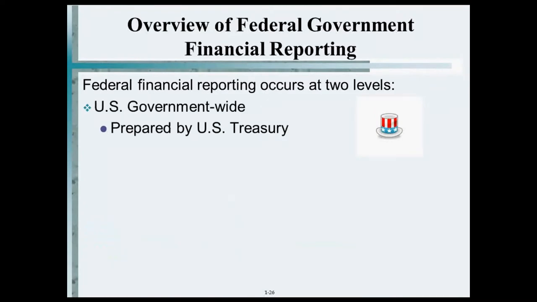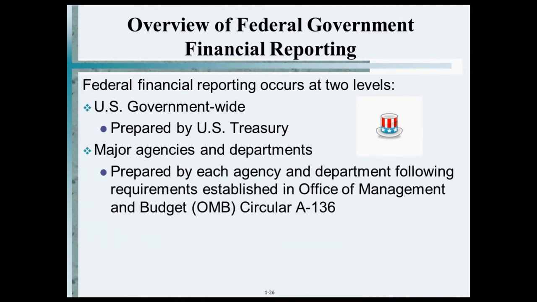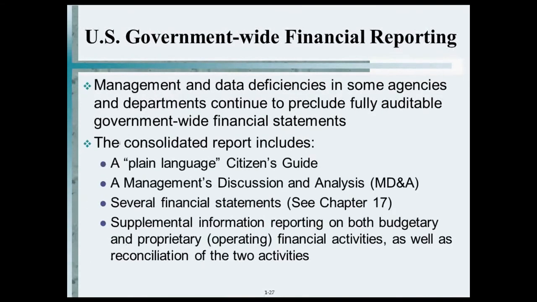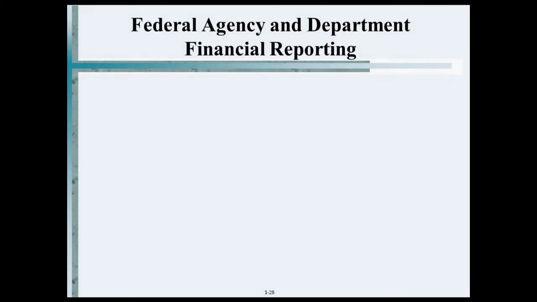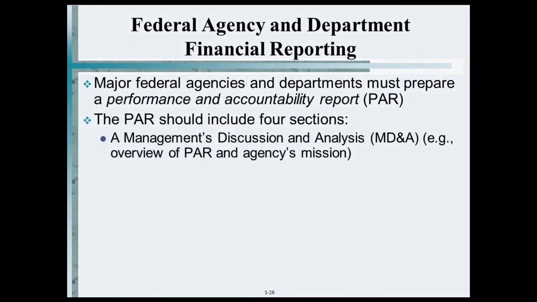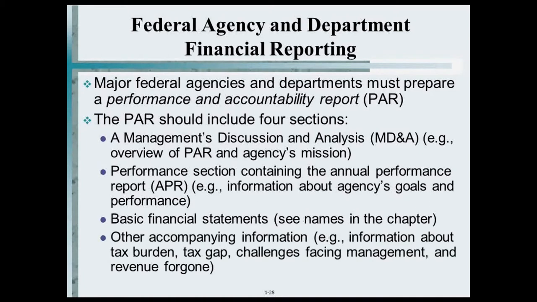And this is the federal government financial reporting. We give you a couple of things. Plain language citizens guide. Do we have that required by GASB? Did you see that in the other chapter? No. So that's something different. Looks like the federal report looks a little better, doesn't it? Has some things which we don't have. Supplementary information, a plain language citizen's guide, and then a performance accountability report. So that's the federal agency. I won't really go too much into this because we're not covering this topic, the federal financial reporting.